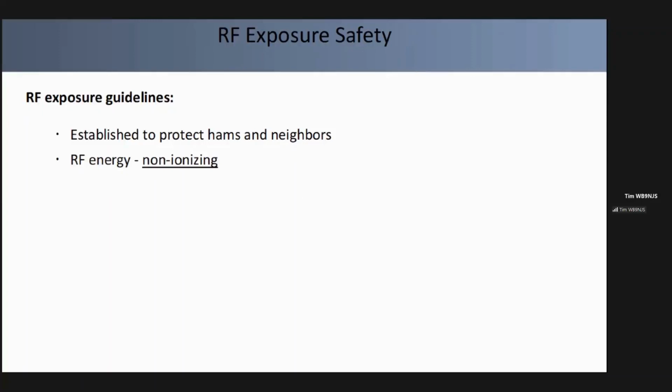A recap from the tech exam. Radio frequency energy is non-ionizing radiation. It's not like radioactive material where it can ionize the DNA in your cells. It's non-ionizing, so there's a little less of a risk associated with it. But one way that RF energy affects the human body is that it heats body tissue. And notice the italics, so this is right out of the question pool.